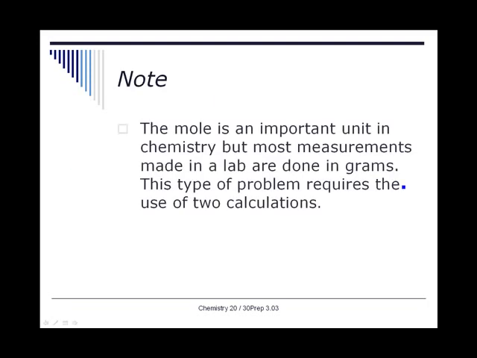So here we go. The mole is important in terms of chemistry, but most of the time we do our measurements in grams. So 99% of the time when we're doing these calculations, we're going to actually have to do 2 steps. One step to get our mass into moles, and then from our moles we can get our concentration. Or vice versa, we might have to work backwards. We might have a concentration and figure out mass. But these are generally the 2 steps. And for this one, we're going to use our molar mass formula. And for this one, we're going to use our concentration formula.